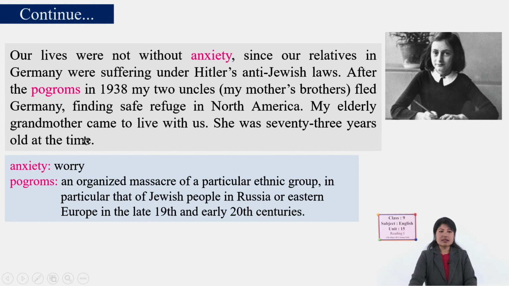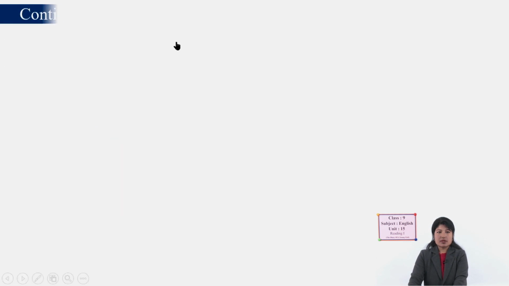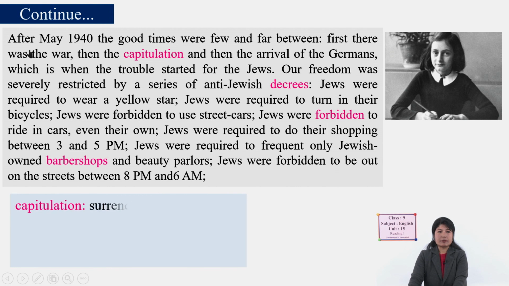My elderly grandmother came to live with us. She was 73 years old at that time. Then after May 1940, the good times were few and far between. Fewer good times were there.